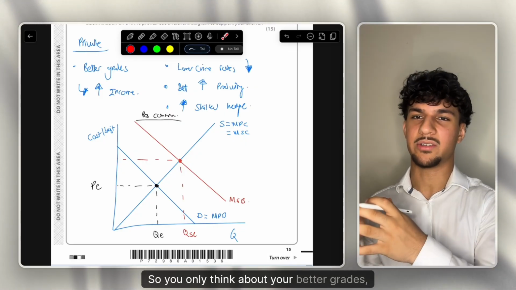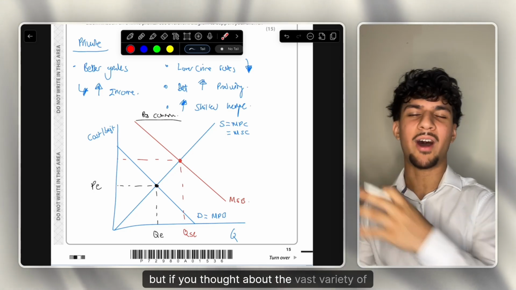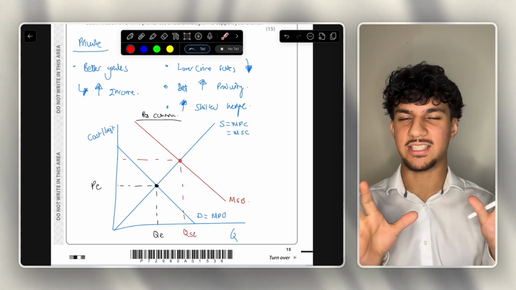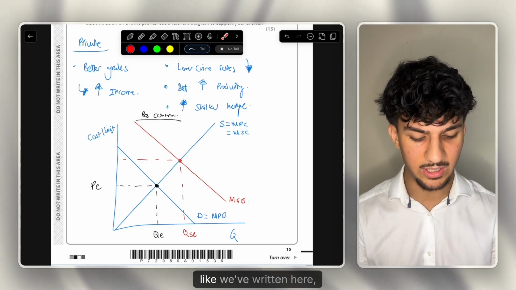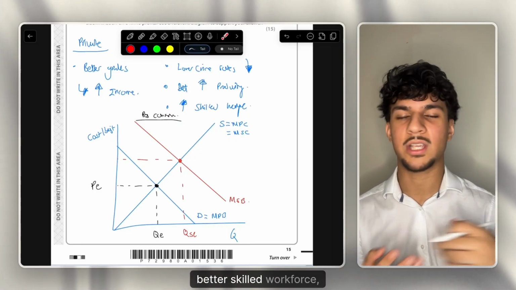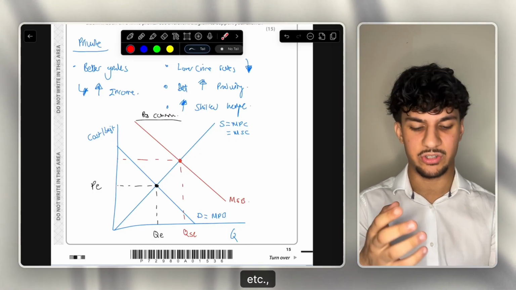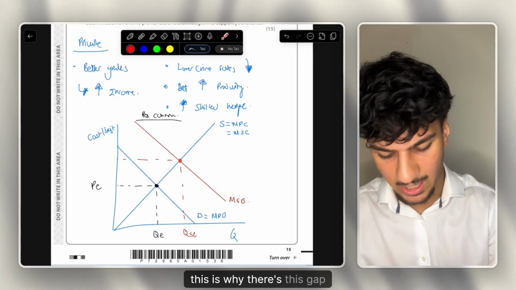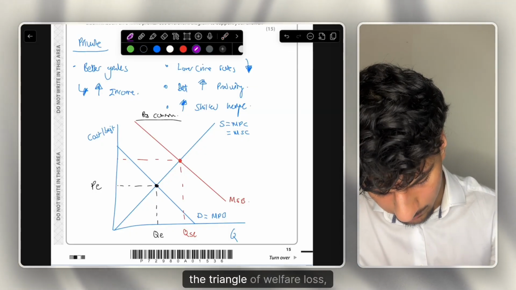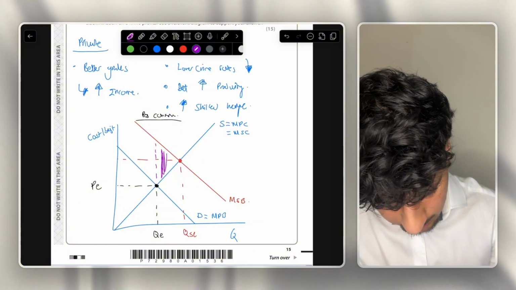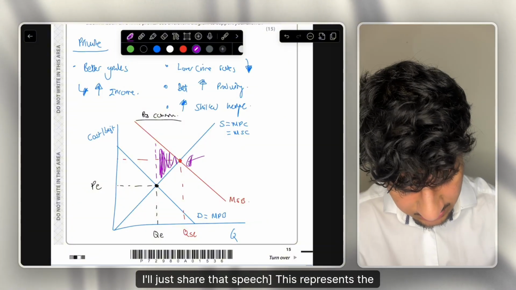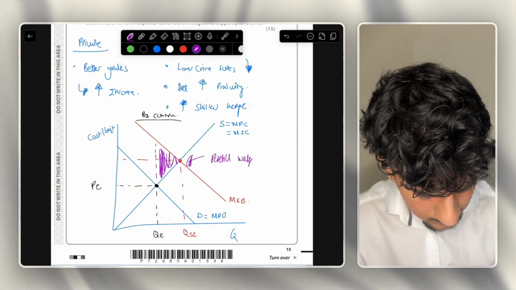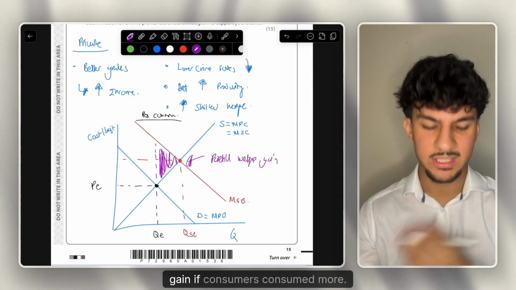So you only think about your better grades, but if you thought about the vast variety of benefits to society, like lower crime rate, like we've written here, increased productivity, better skilled workforce, more tax revenue for the government, etc., etc., you would consume education more. Thus, this is why there's this gap of the triangle of welfare loss, which is, of course, just here. This represents the potential welfare gain if consumers consume more.